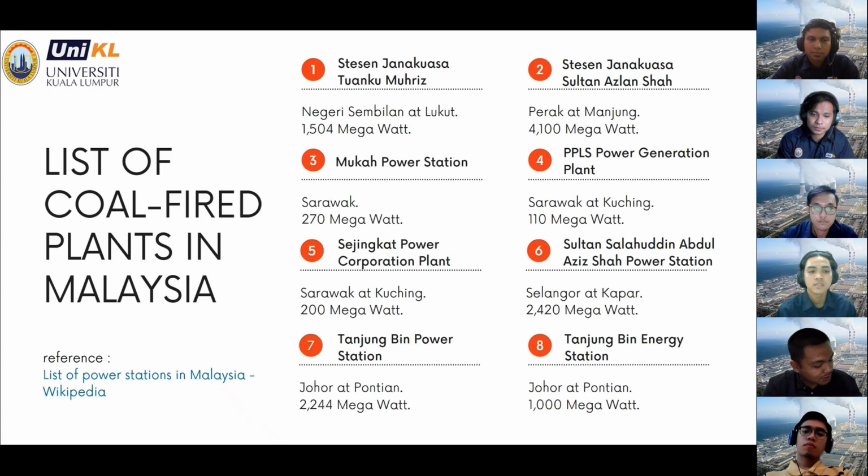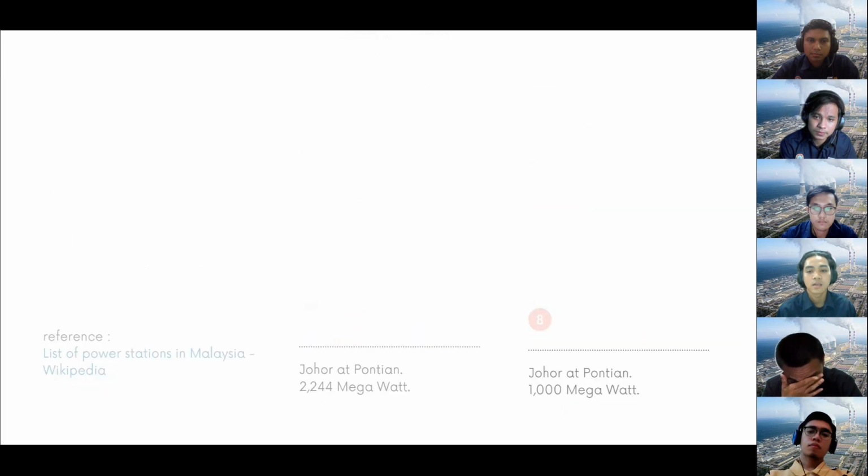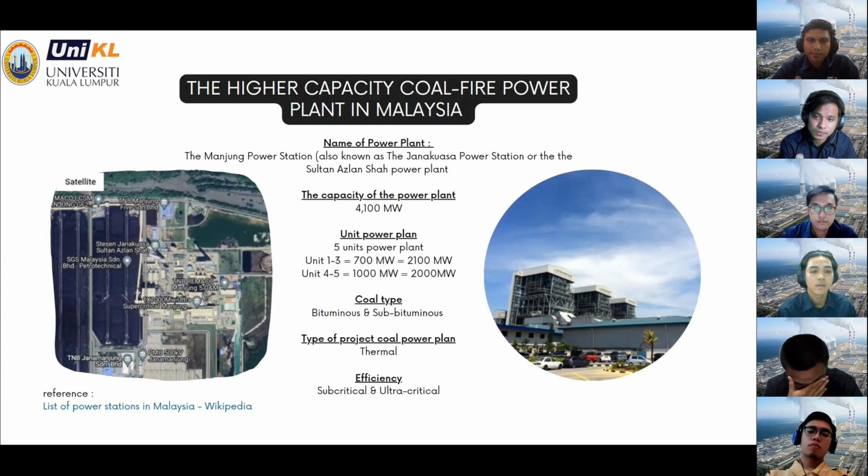This is a list of coal-fired power plants in Malaysia. In Malaysia, only 5 states have coal power plants: Negeri Sembilan, Perak, Selangor, Sarawak, and Johor. The highest capacity coal-fired power plant in Malaysia is the Manjung Power Station, also known as the Janakuasa Power Station or the Sultan Azlan Shah Power Plant, with a capacity of 4,100 megawatts. There are 5 power plant units.